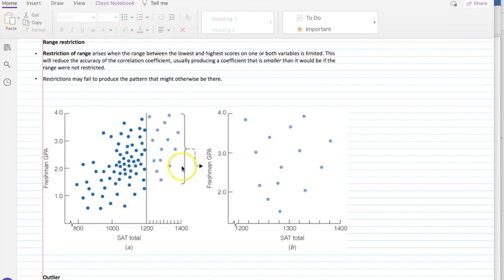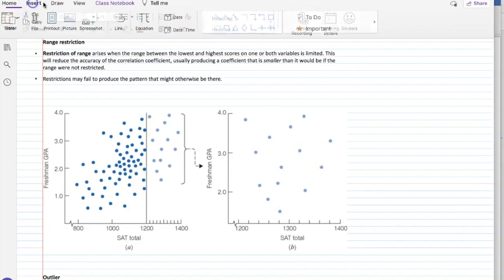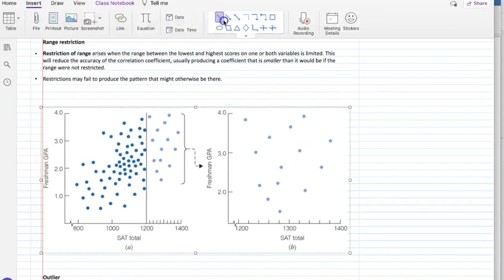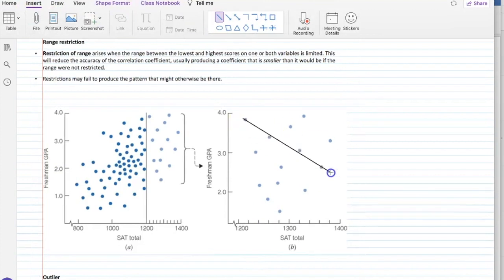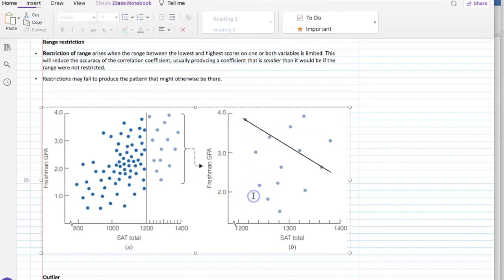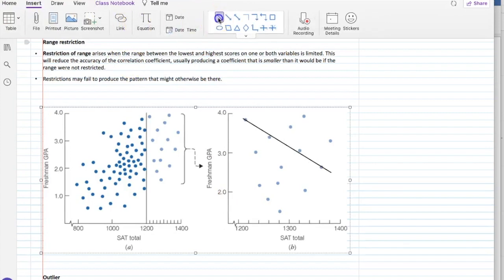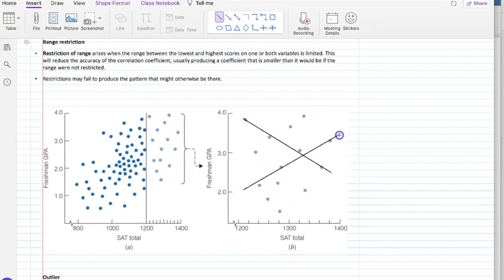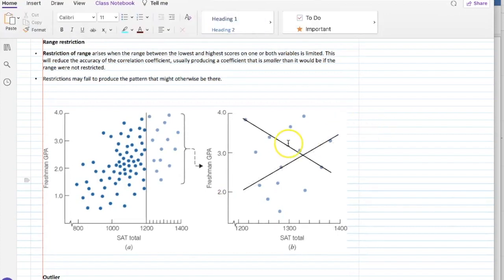What if I only take this group of people? What if I accidentally only surveyed people with very high SAT scores and very high GPA? Look at that relationship. Would it be linear? Would you be able to fit a line here? Or maybe could you fit a line here? So that would be a positive correlation. The previous one would be negative. So it would be more difficult to find the correlation here, and it would likely be a low correlation.